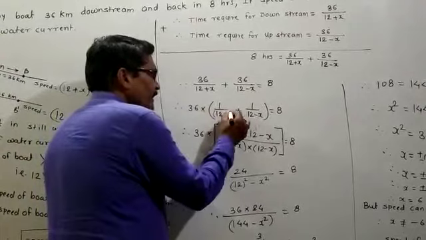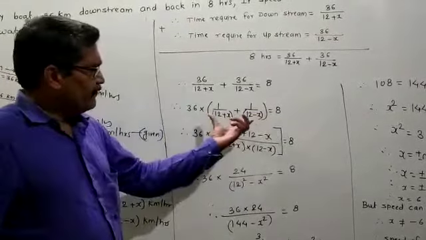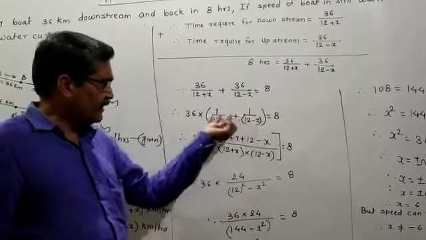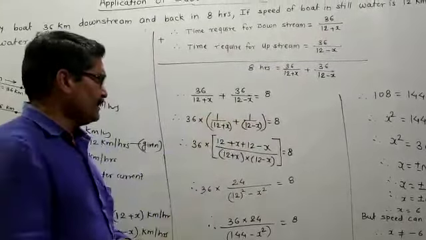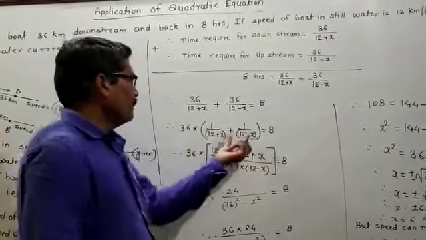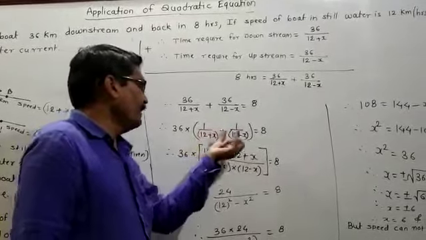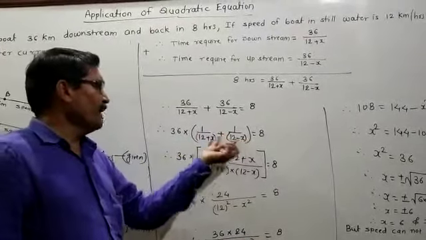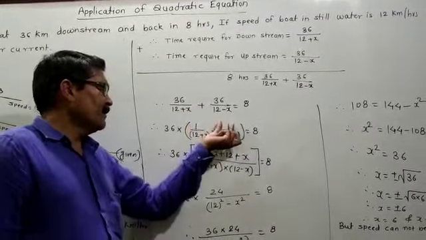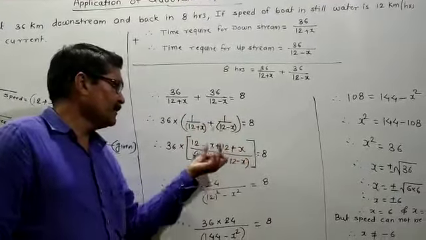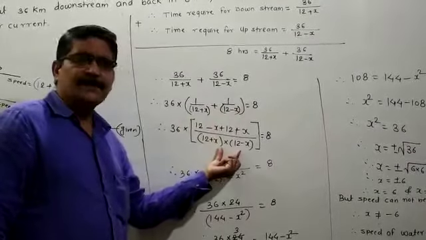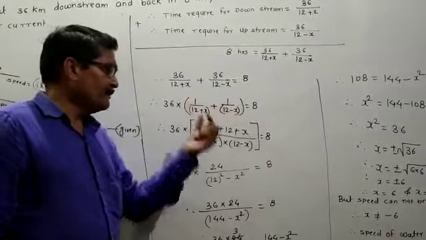Here you have to do the addition. If you want to do the addition, you have to do the cross multiplication. 1 multiplied by 12 plus x, plus 1 multiplied by 12 minus x. 12 minus x multiplied by 1 is equal to 12 minus x. 1 multiplied by 12 plus x is equal to 12 plus x. You have to do the product of 12 plus x and 12 minus x in the denominator, meaning do the cross multiplication.